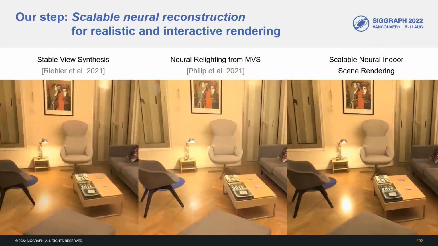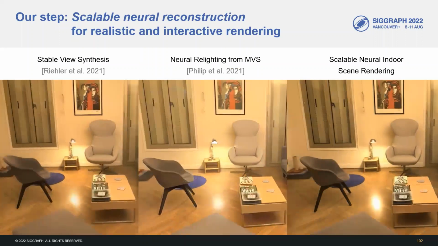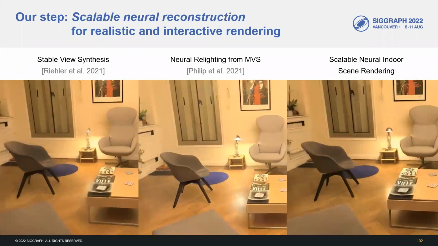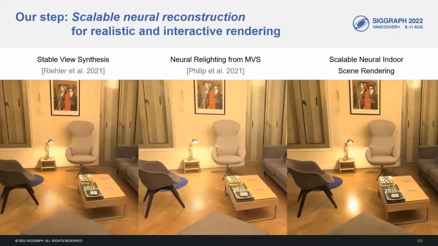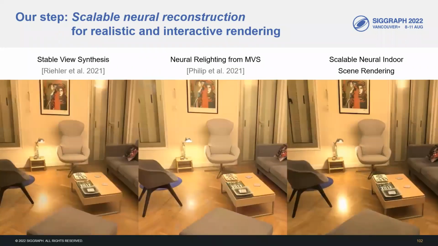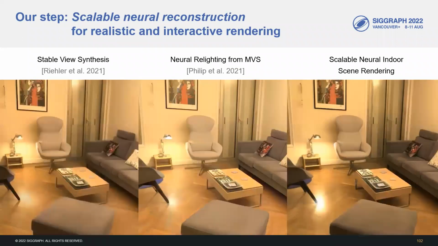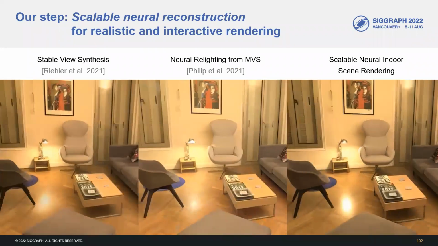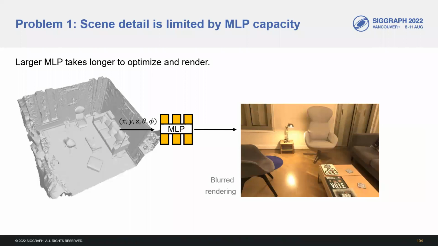Okay, so how do we do this? There are 3 problems that we're going to try and tackle within neural radiance fields in the reconstruction and the rendering, to be able to scale these methods to produce high-quality results on large scenes. The first is that the scene detail is limited by the capacity of the neural network, okay?